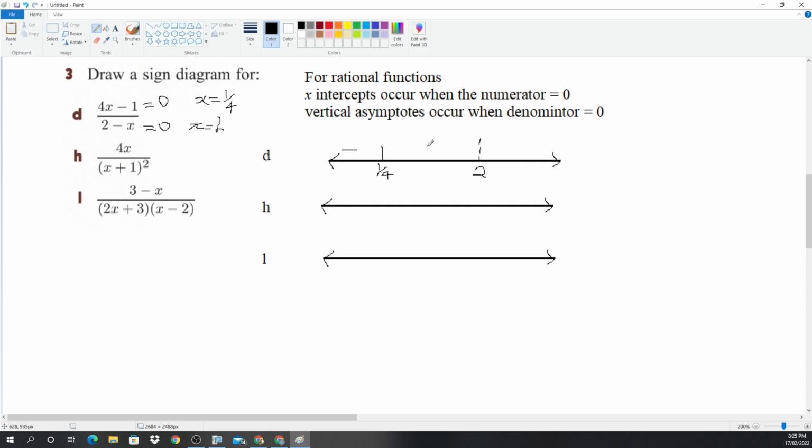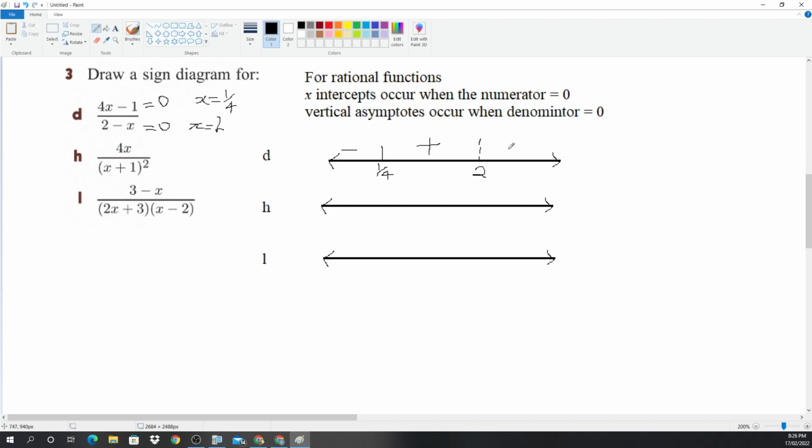You can check with your numbers and see for yourself. I have put these graphs up, and I'll show you those in a moment. All right, so next, between 1/4 and 2, a good point would be 1. You would have 4 times 1 is 4, minus 1 is 3. And then 2 minus 1 is 1. That's 3 over 1, so that's positive.